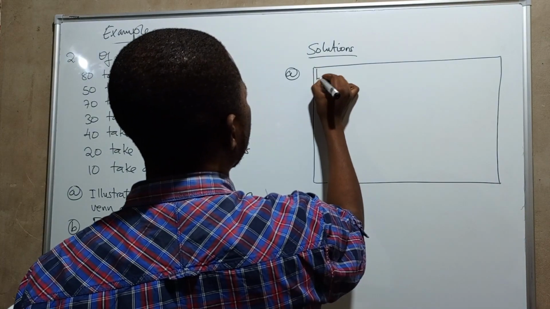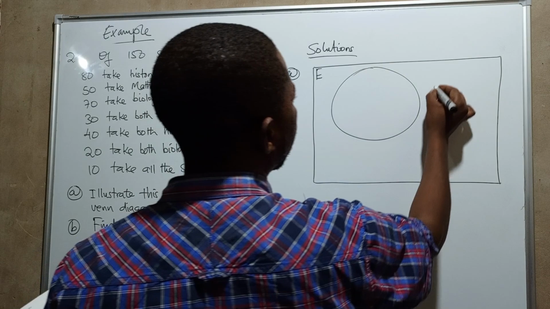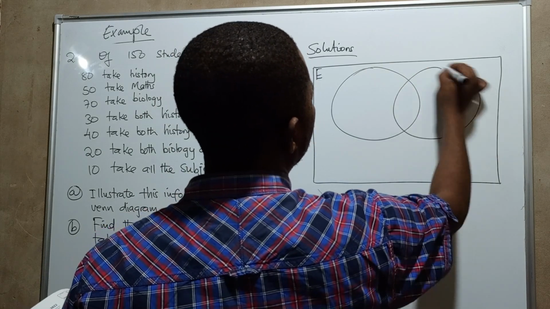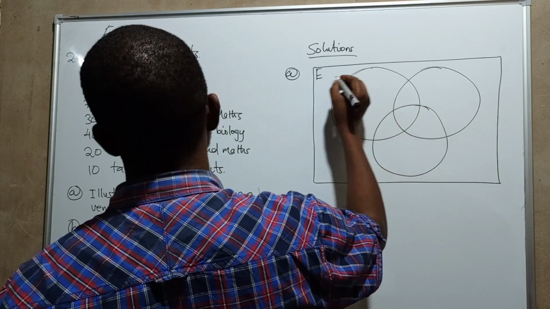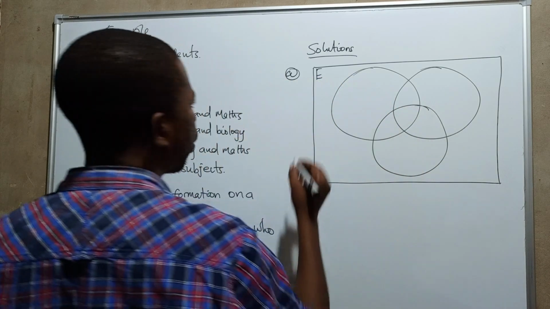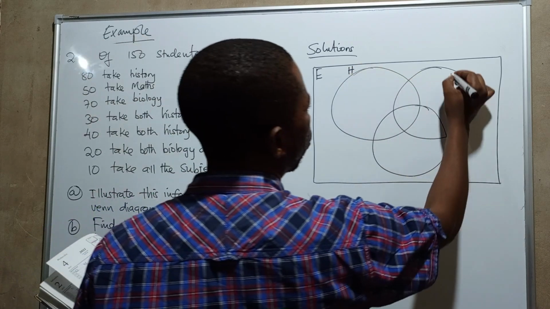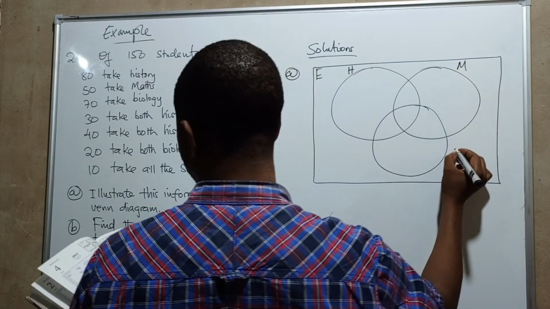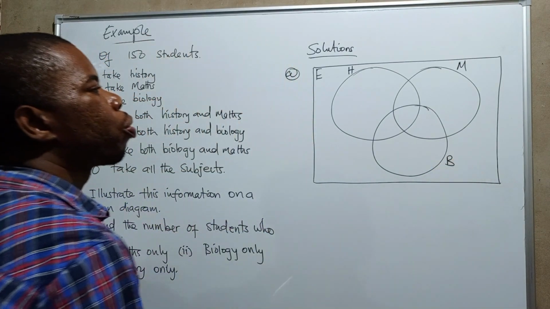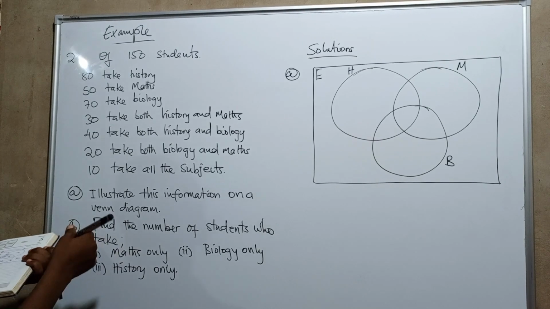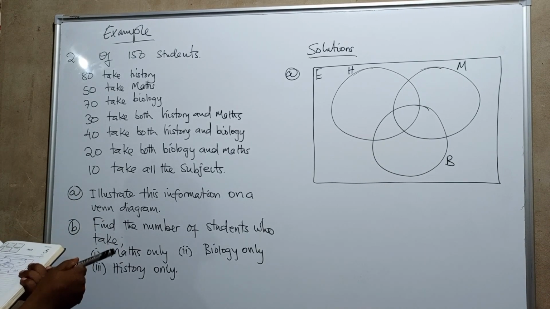Then this is E, the universal set. Then you write here set A, set B, set C. So this one becomes history, just put H. This one put mathematics. And this one biology. So how now do we put this information into a Venn diagram?